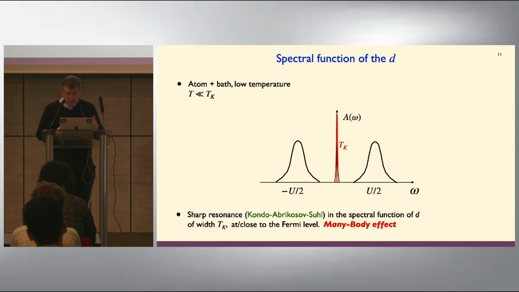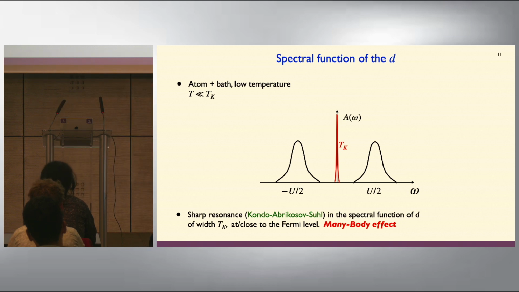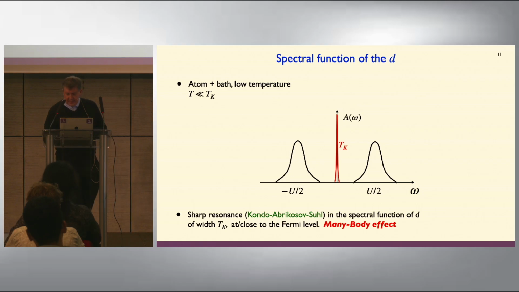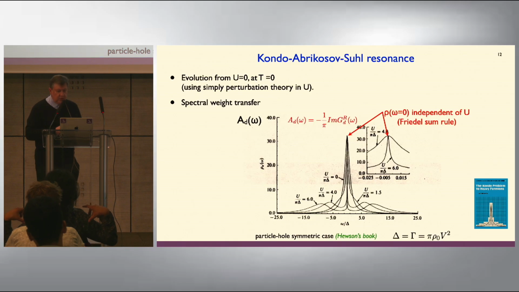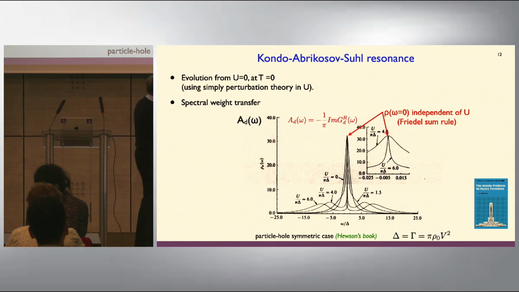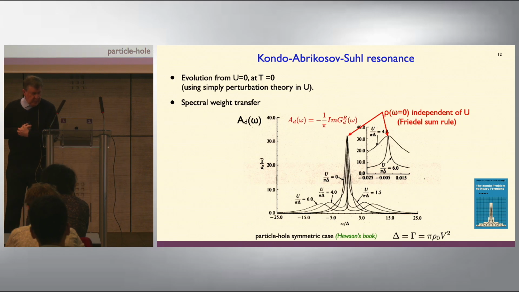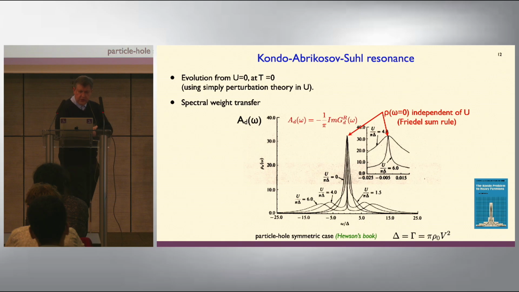That resonance is called the Kondo-Abrikosov-Suhl resonance. It is a many-body effect. It's not an obvious effect, and it appears at or close to the Fermi level. The slide I wanted to show yesterday is indeed a calculation of these. That's an old simple calculation you can find in this book by Hewson, which is a good reading if you're interested in impurity problems, even though it's a bit older now.